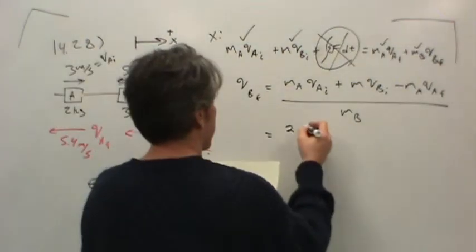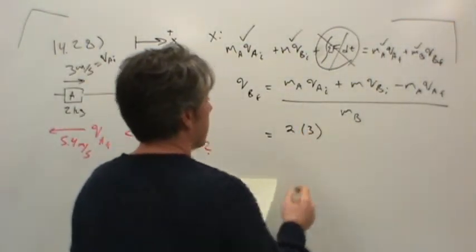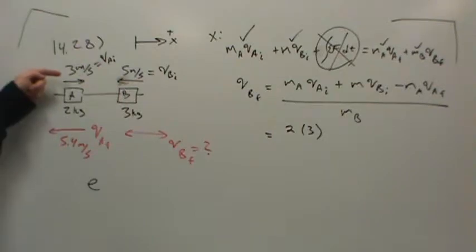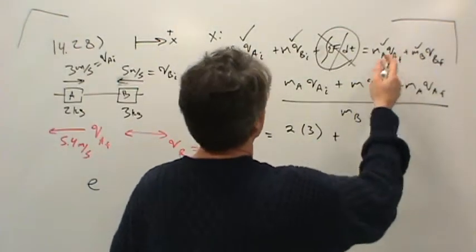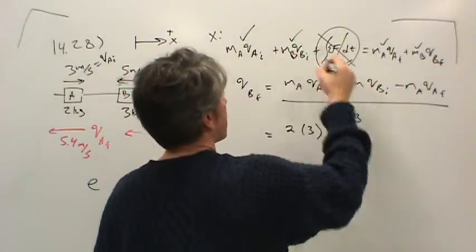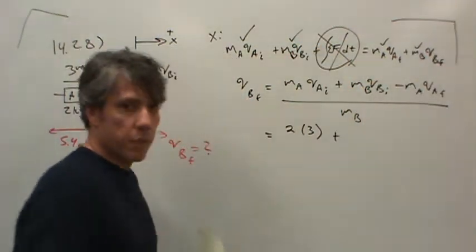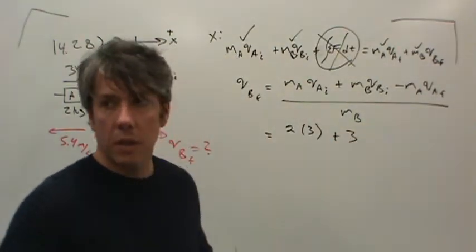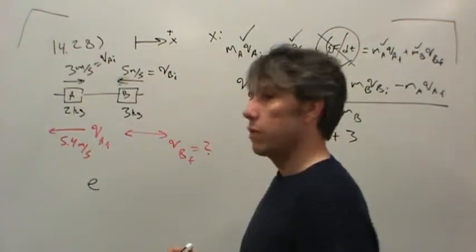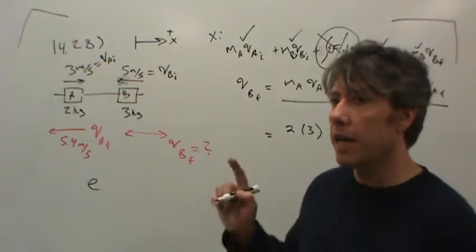The mass of A is 2 kilograms. Velocity of A initial is 3 meters per second because it's to the right. Help me out with the next one. What is the mass? Let's see, I forgot my subscript B here, sorry. What is the mass of B? 3 kilograms. 3 kilograms, thanks. What is the velocity of B initially? 5 meters per second? Negative. Negative 5 meters per second.